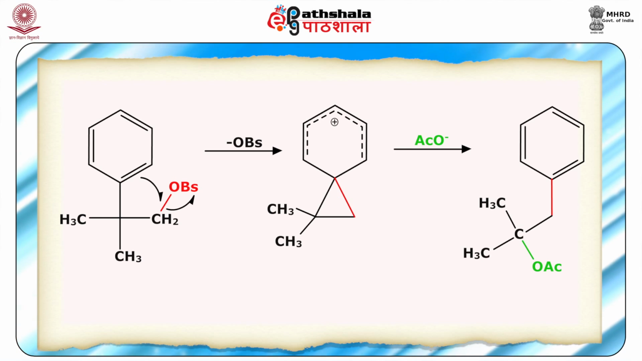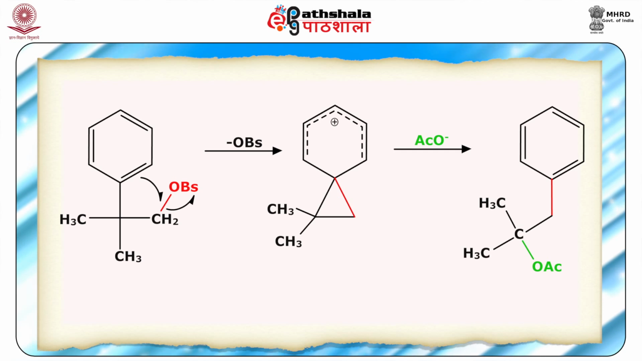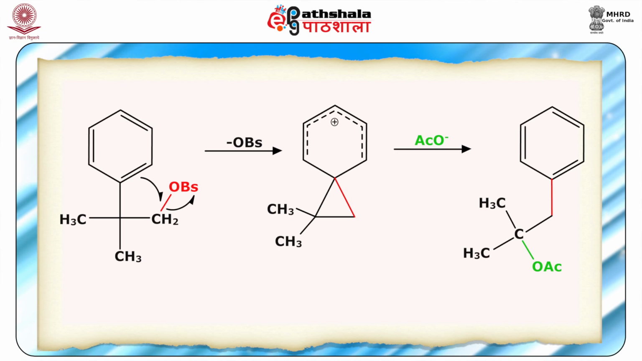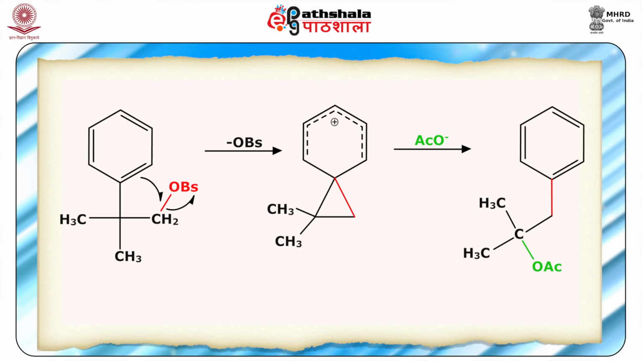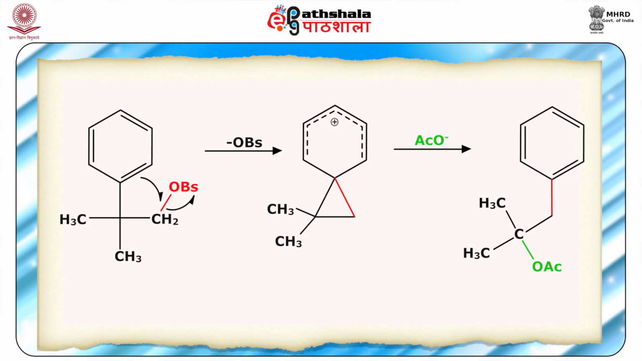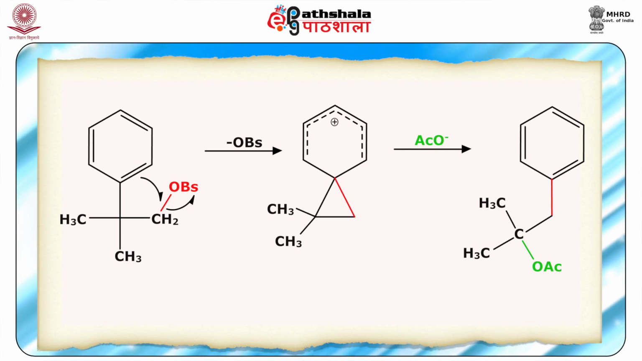So, you can see here in this case the position where the ring closure took place and the ring opening are at different points. So, these types of reaction lead to a rearranged product, as you can clearly see from the starting one. It is not the OBs place on which the OAc is coming in substitution, rather the OAc is coming at the rearranged position.